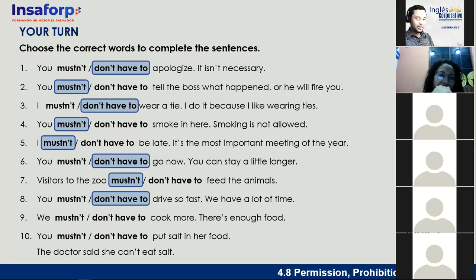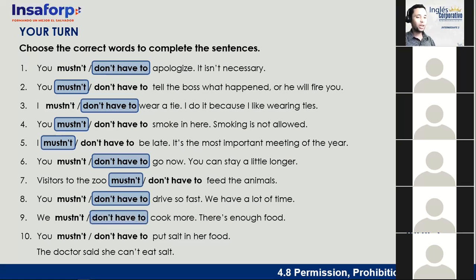Okay, como dice al final, dice, there is enough food, hay suficiente comida. Así que... We don't have to. We don't have to. Yeah. We don't have to cook more.